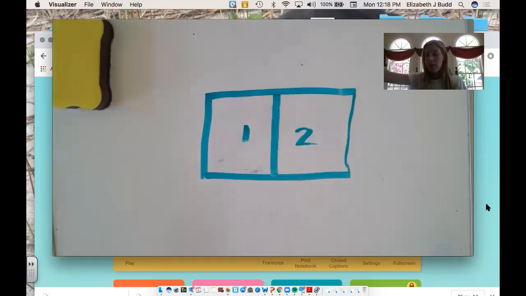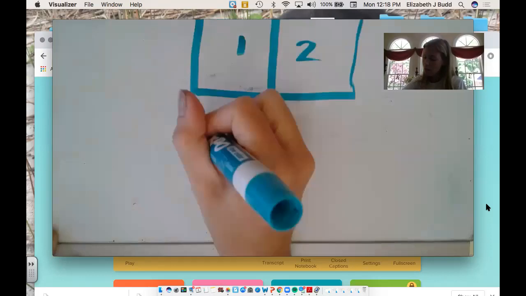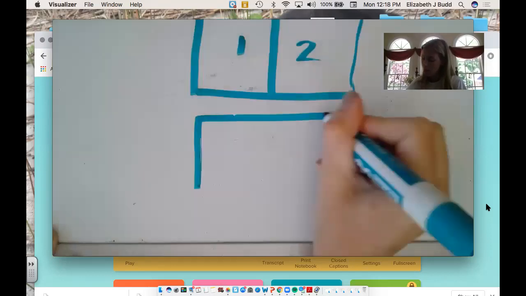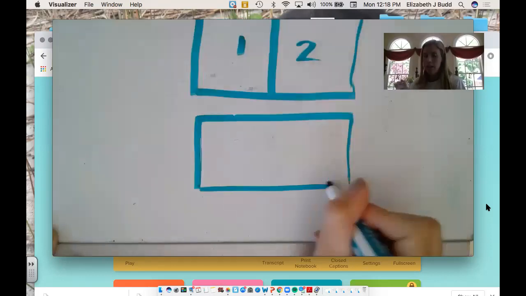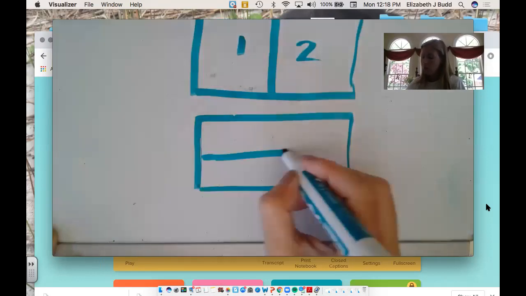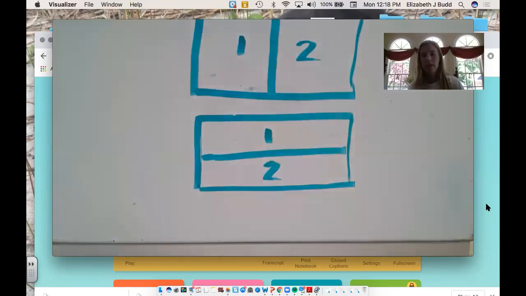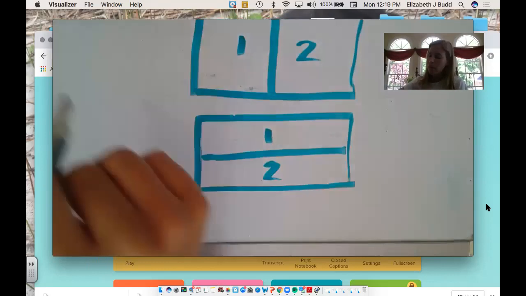Now, there is another way that you can split into halves. Okay, there's my rectangle. You can also split it this way. So we have 1, 2 equal pieces. So either way is correct as long as you're splitting it down the middle. Okay?